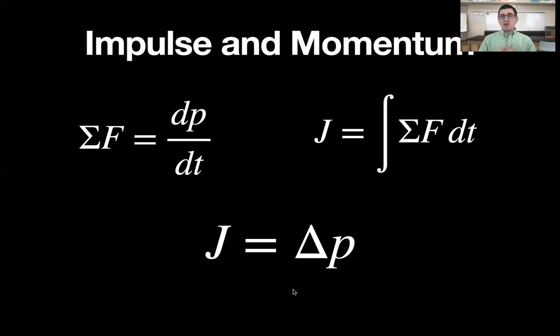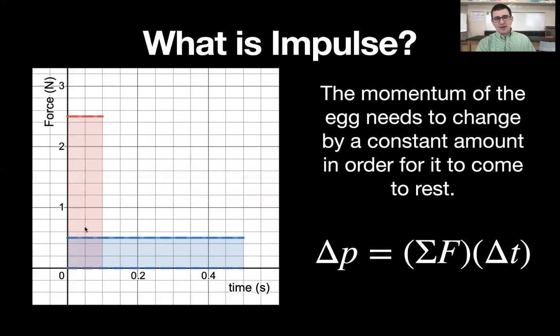So a certain amount of force exerted over time is going to be needed to slow down and stop the eggs, which is why these two areas have to be the same, because these two areas equal the impulse, which is how much the momentum has to change. So if the momentum has to change by a set amount, and we can go through and calculate this, then this is why if we increase the amount of time, then we can decrease the amount of force.